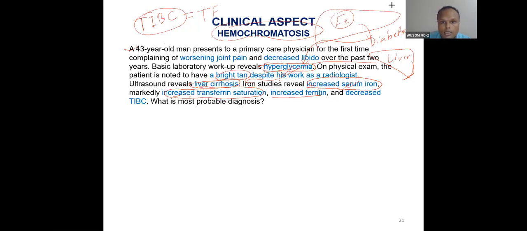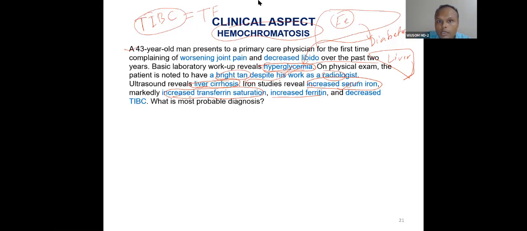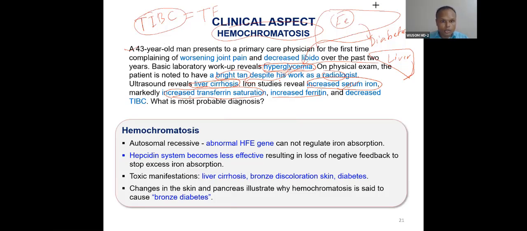This is the reason the radiologist sees a bright appearance on sonography and radiological examination. In X-ray also there will be a bright appearance. So this is hemochromatosis.